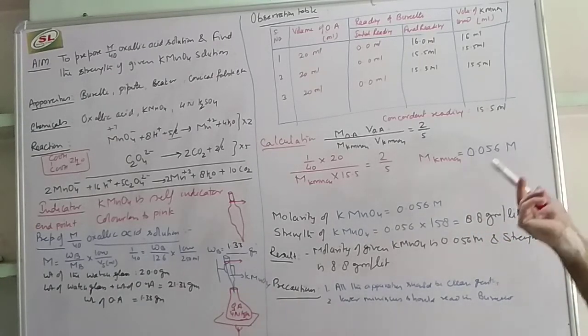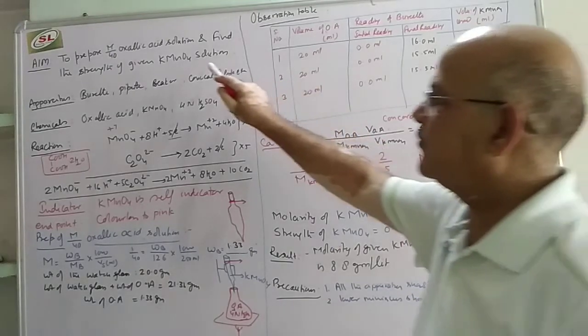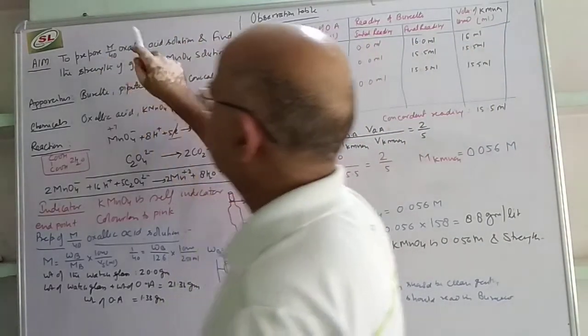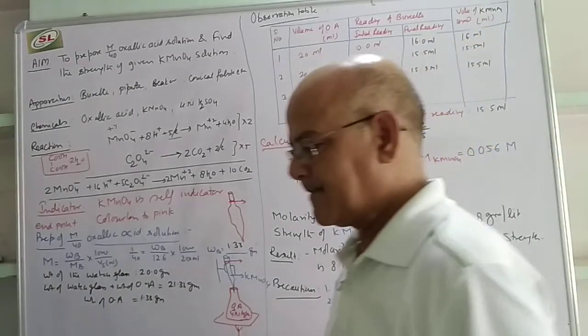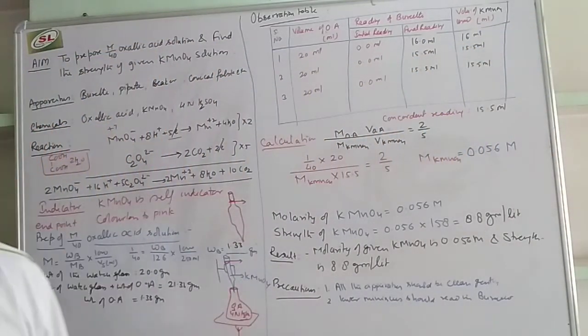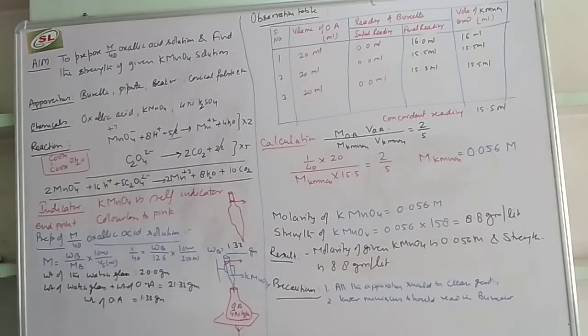These two values may change according to the concentration of the KMnO4 solution and the oxalic acid solution. Once again we will write down the result and then after that we will write the precautions. In this way we can perform the experiment and we can write it in the lab file also.